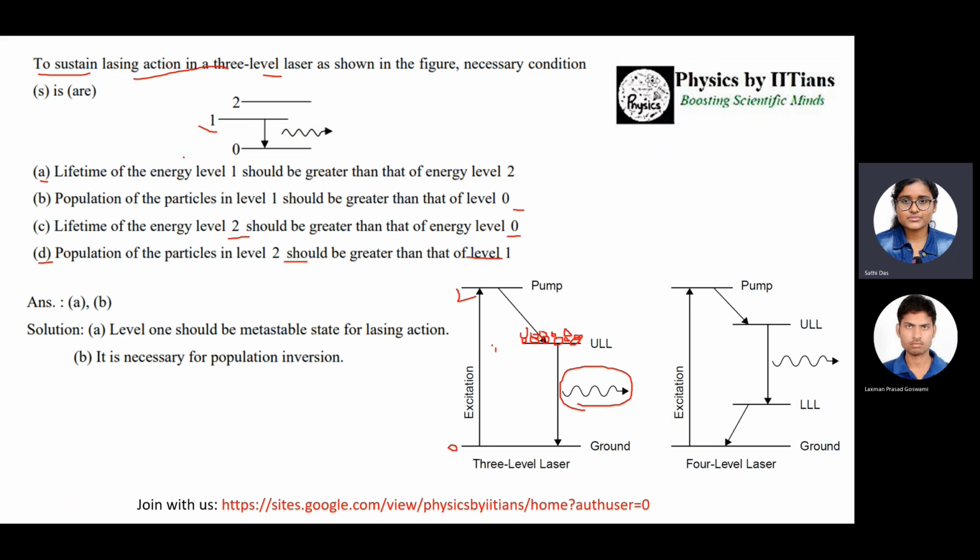You need the first condition, that the lifetime of energy level 1 should be greater than that of energy level 2. Because if energy level 2 has the greater lifetime, then most of the atoms would be there, not here, and you don't need that. The lifetime here you need to be more, so that the upper level is highly populated, and when it comes back you will get a huge laser action, right? So the first condition is true. And the second condition, that the population of particles in level 1 should be greater than level 0, is also true. So A and B are the most necessary conditions for a 3-level laser system.